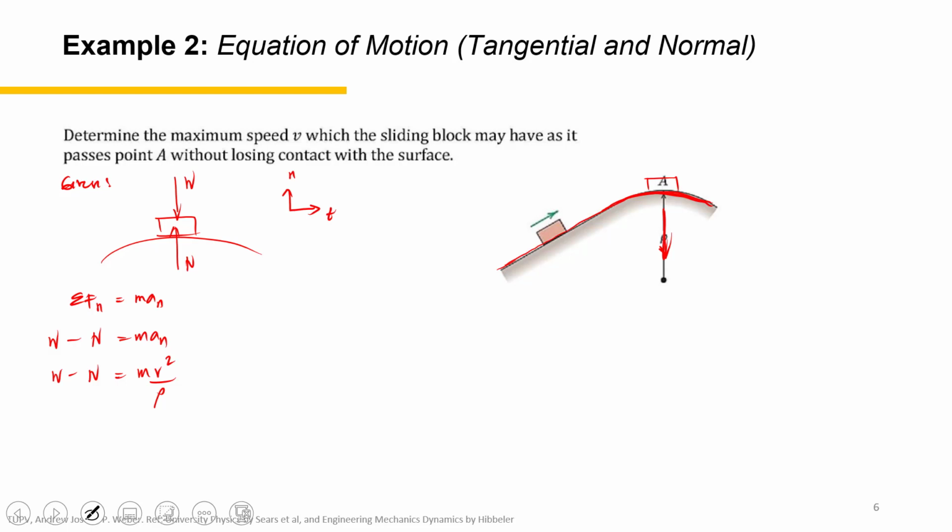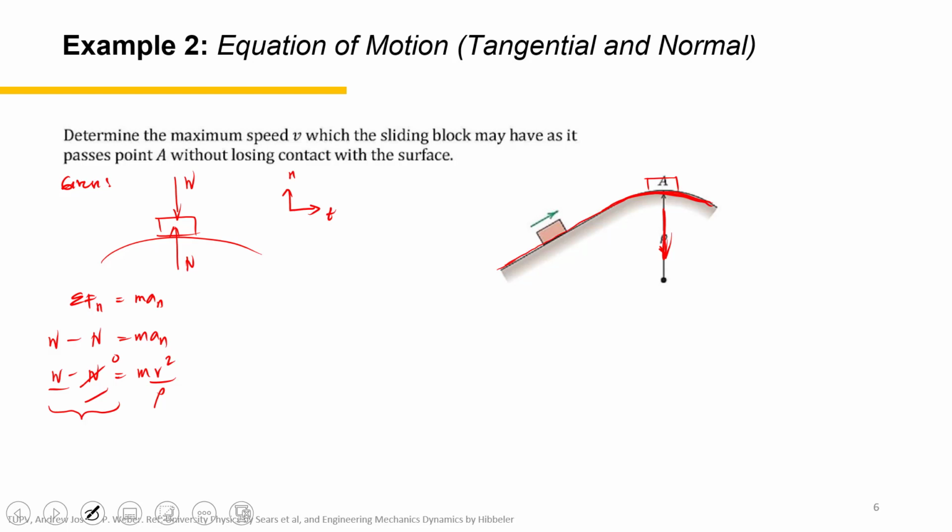So we can analyze this equation. On the left side of the equation, we have a negative operation, weight minus N. On the right side, we have mv squared over rho. So in order to maximize the value of v, the value of N must be 0, correct? Because N reduces the value of the whole expression on the left. But if N is 0, then this whole expression is maximized.